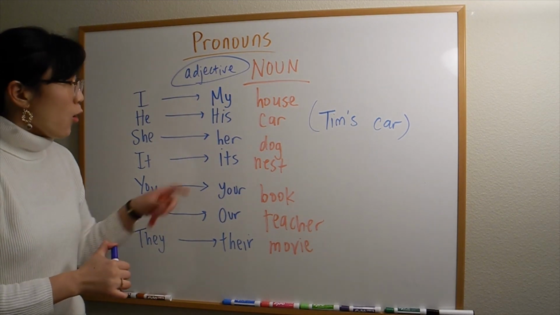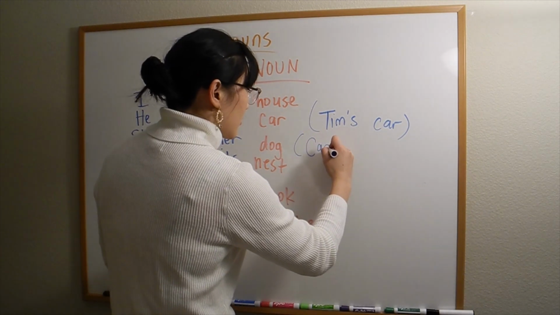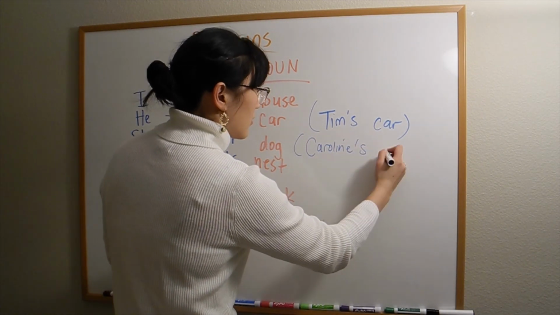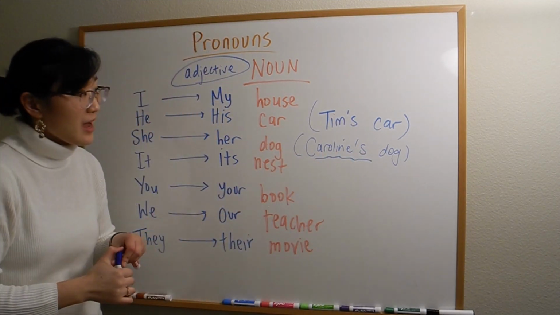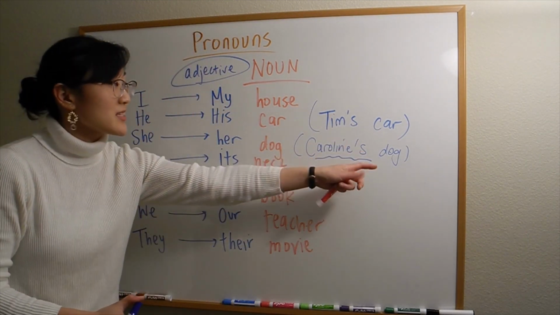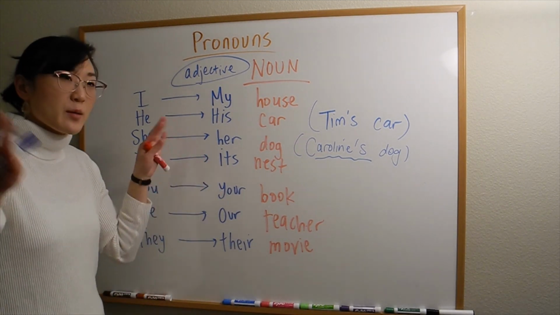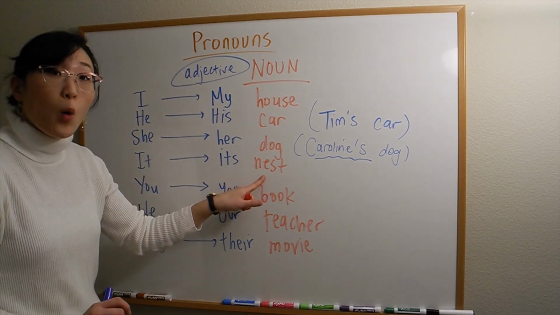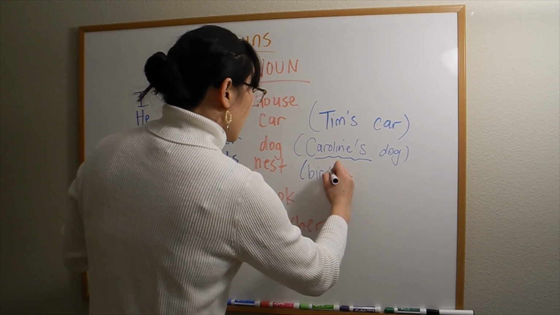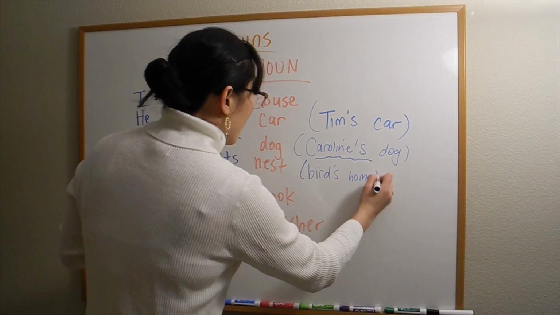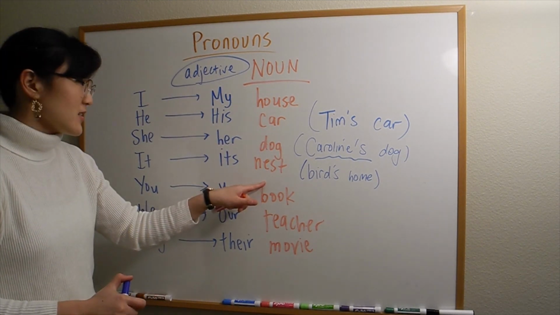Or for example, that is Caroline's dog. We'll talk about this later. This is a possessive adjective, right? Caroline's dog, or more general, her dog. It, if it's like a bird, this is the bird's home. It's a nest, right? A bird's home. A bird's home in the tree is called a nest. So we can say its nest.